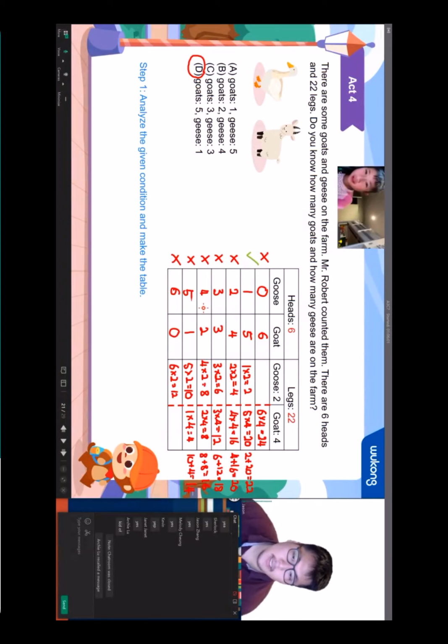So sometimes you need to plan ahead. If you notice there's 6 heads, then you'll know there will be 0, 1, 2, 3, 4, 5, 6, a total of 7 lines. Okay, that's how you calculate.